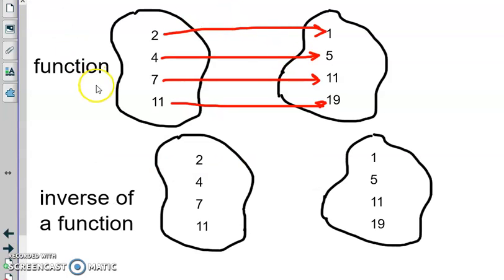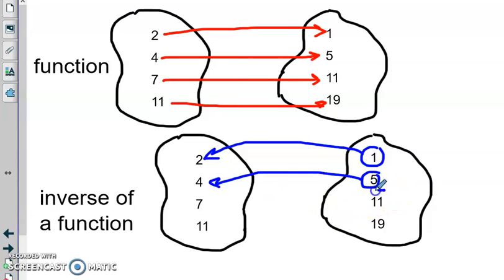So in this lesson we're going to continue with the idea of looking at functions, but we're also going to be looking at what's called an inverse of a function. An inverse of a function is basically taking the answer that we got and placing that answer into an inverse function, and that gets us back to the original answer. So if I put in 1, then I'm going to get 2 back. If I put in 5, I get an answer of 4 back, and so on.